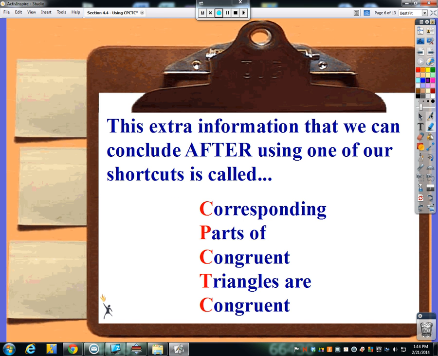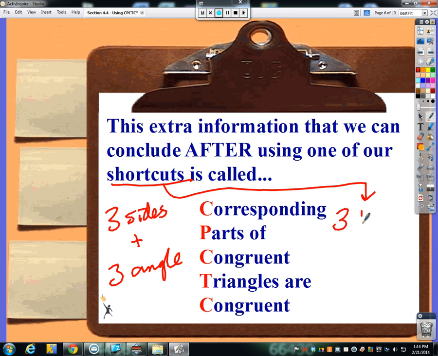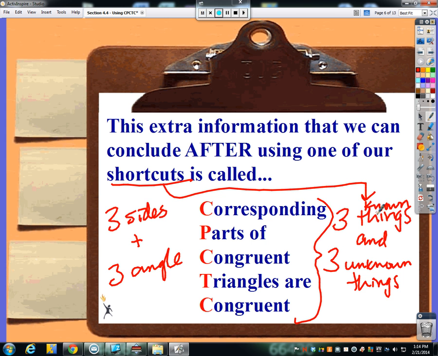Because again, if you think about it, we have 3 sets of sides plus 3 sets of angles, but to use a shortcut, we only needed 3 things, right? A combination of sides or angles, or maybe all 3 sides. That leaves us with 3 unknown things. So I should say 3 known things and then 3 unknown things that we didn't use with the shortcut. The 3 unknown things after we use a shortcut is now our CPCTC information.